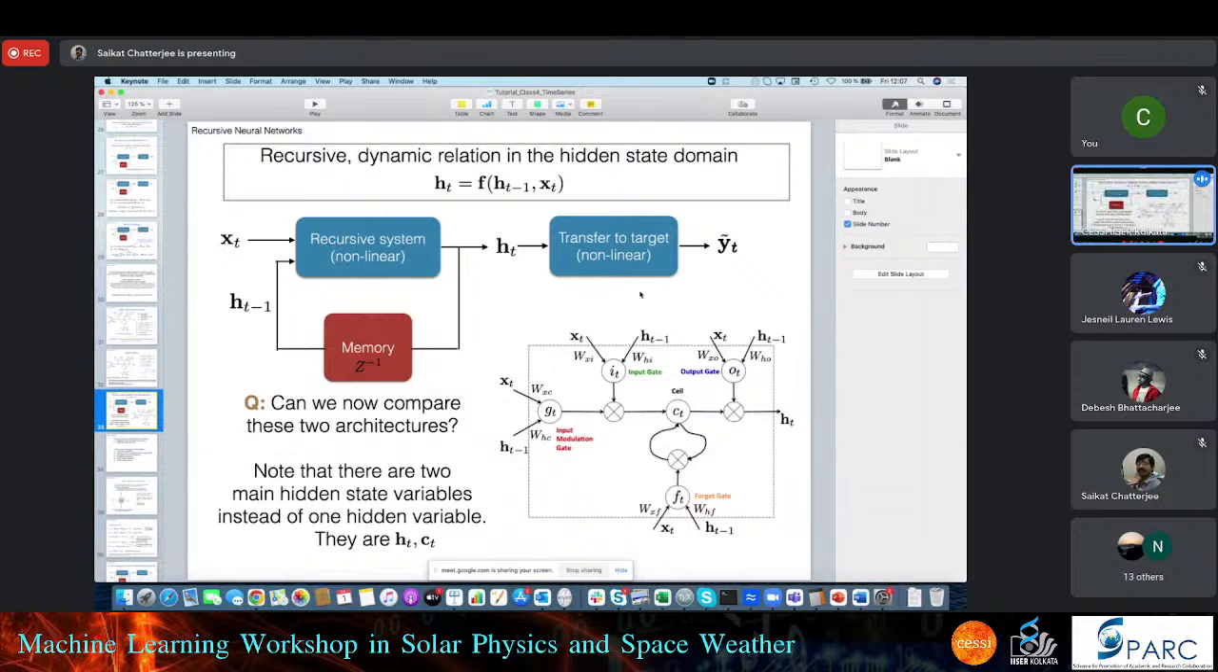Okay. But now you see that I have this figure, right? The general figure. There is a recursive system, some system, which is basically taking xt and ht minus 1 and generating ht, and that ht you are projecting to the yt. That's the way I have designed it, right? And now you see this diagram. That is the LSTM.